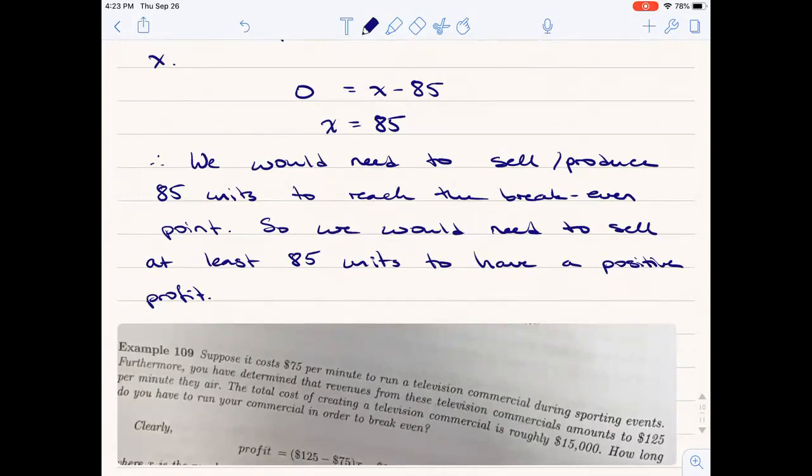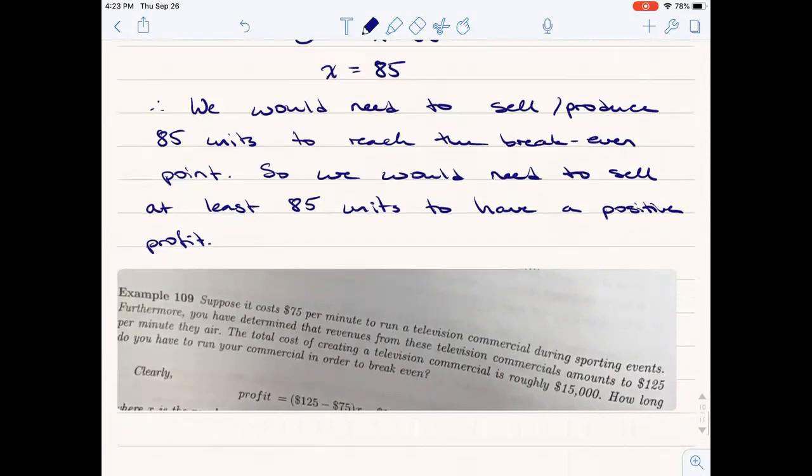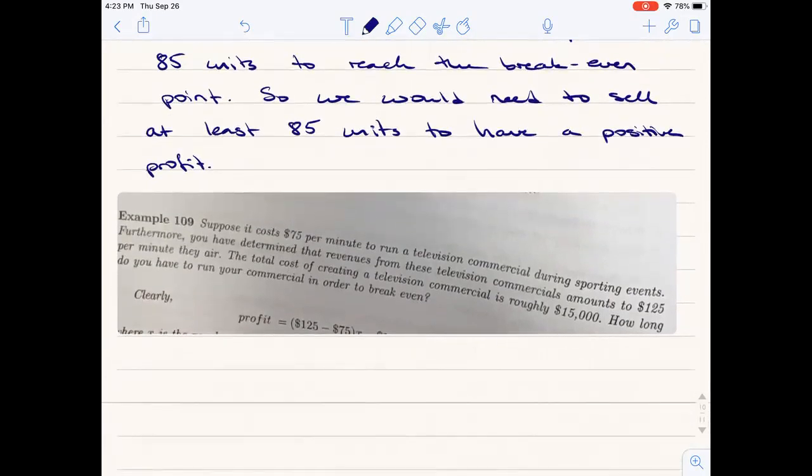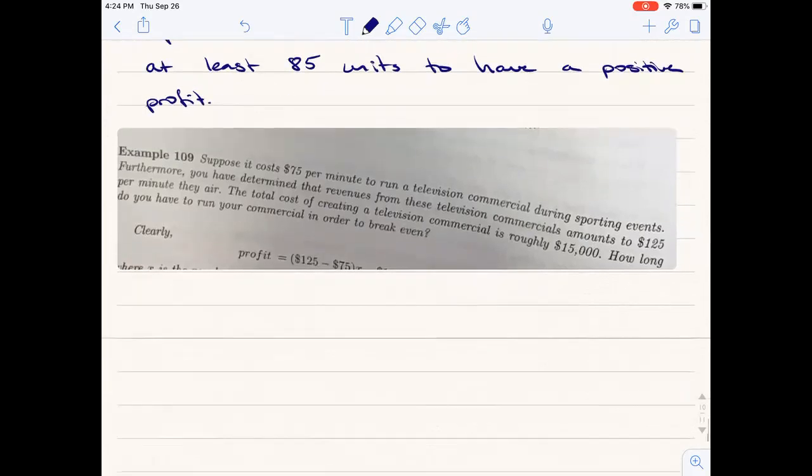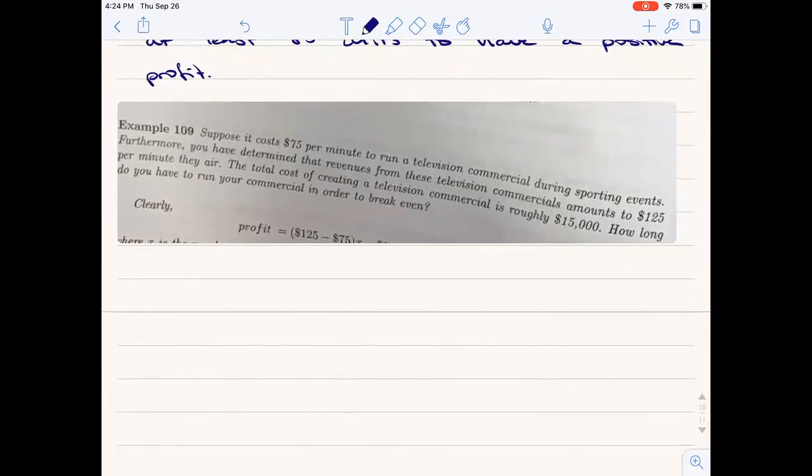All right. Let's do example 109. Suppose it costs $75 per minute to run a TV commercial during sporting events. Furthermore, you've determined that revenues from these TV commercials amounts to $125 per minute they air. Okay, so that's good. The total cost of creating a TV commercial is roughly $15,000. How long do you have to run your commercial in order to break even?